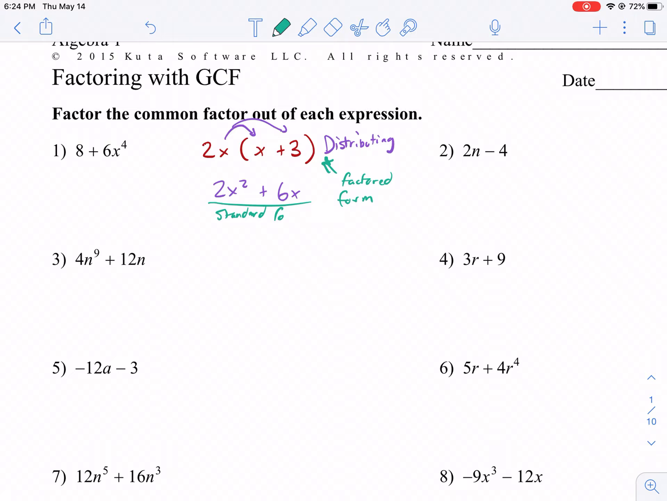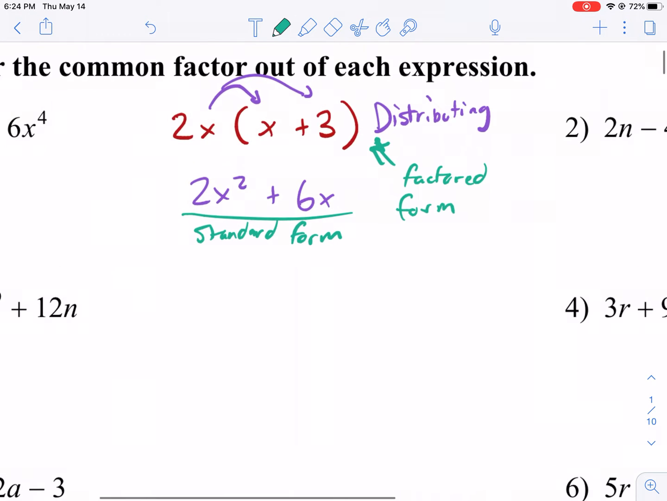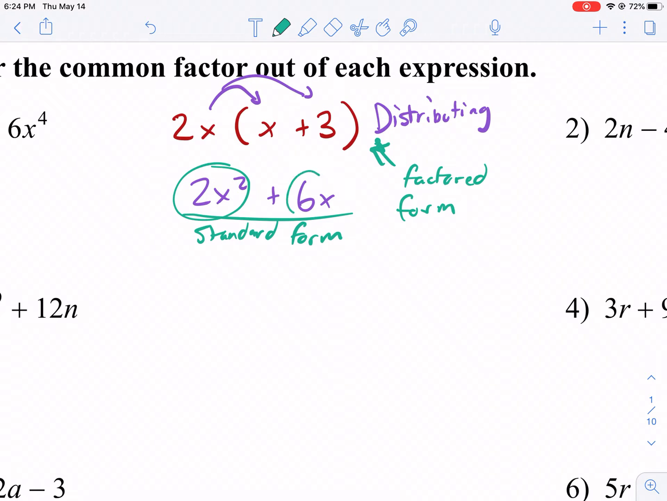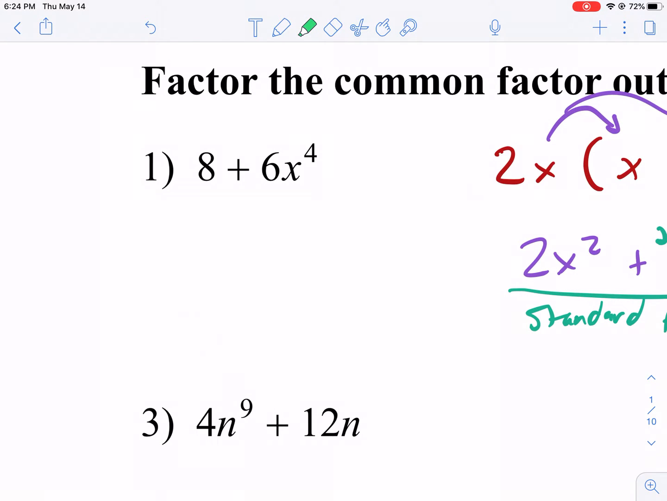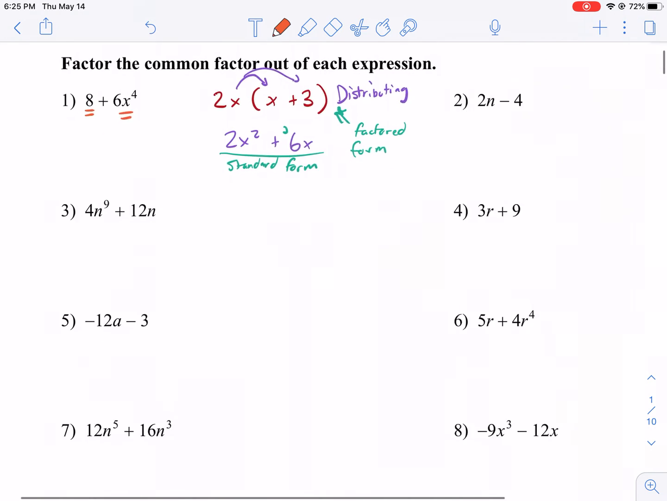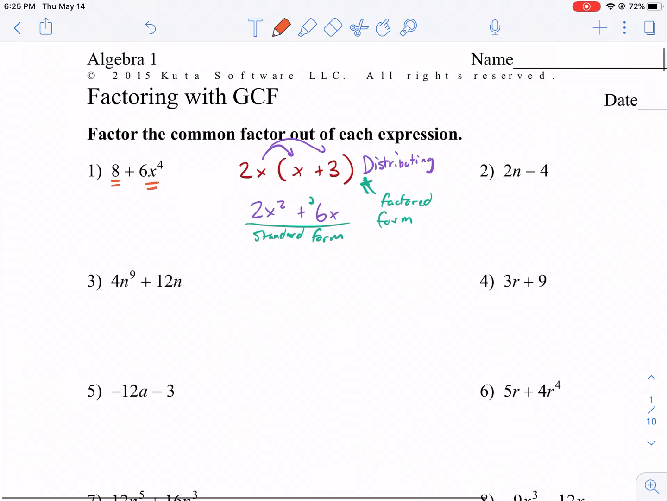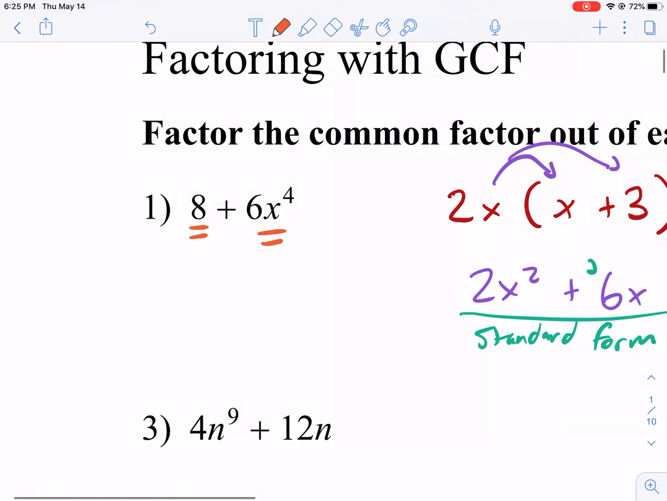Okay, now what's the trick in going in reverse? Well, if we're distributing something to both terms inside, this is the end result. That means that 2x is a common factor to both 2x squared and to 6x. How does that help us? Well, when we go in reverse, we need to look at common factors between the two terms. Well, in this case, two terms. There's going to be polynomials with more than two terms later on.